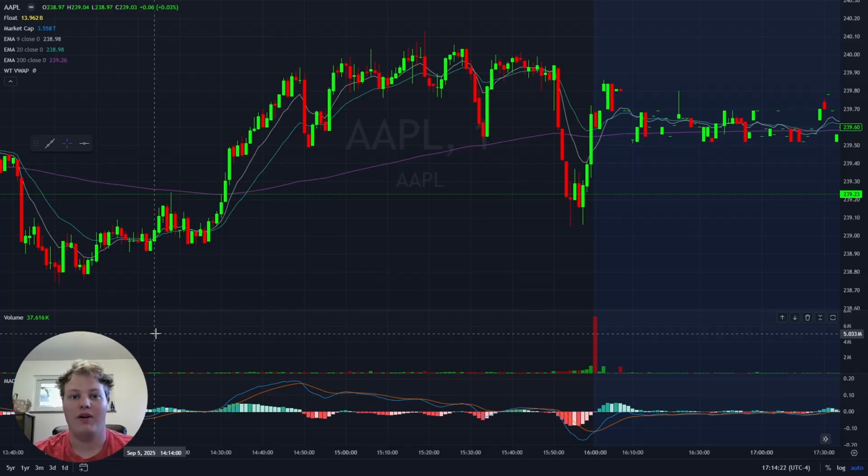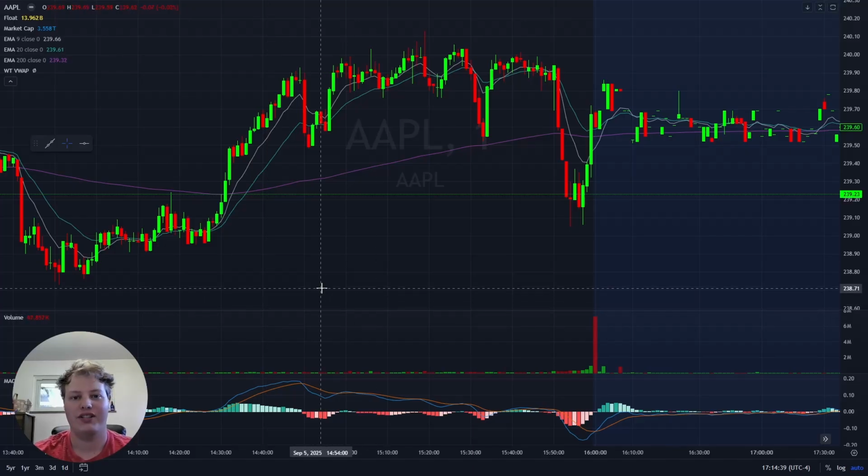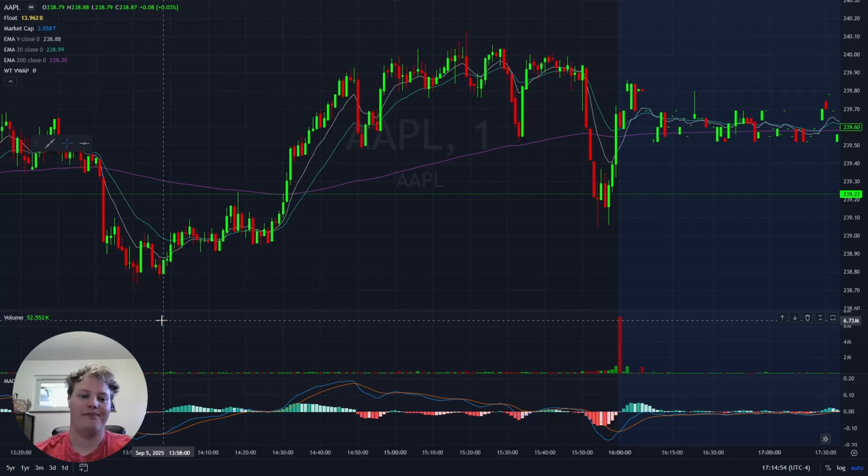VWAP as well. If it's below it, it's bearish. If it's above it, it's bullish. And once the stock breaks VWAP, that is a very big area of resistance, or support if you're above it. And then price action. What are the candles telling me? We got to keep it simple, guys. They all have a specific story, and they tell me everything I need to know without turning my screen into a kaleidoscope.